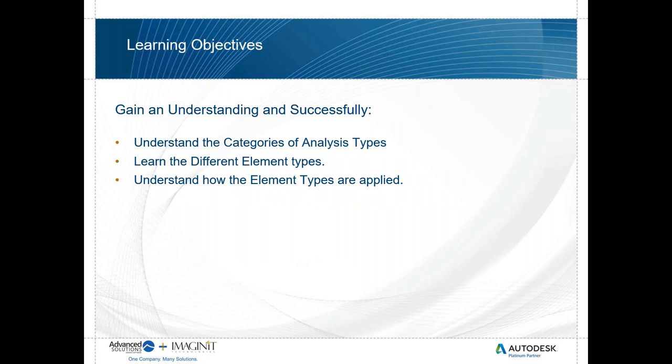So what are our main objectives here? We're going to talk about some of the different categories of analysis types, just some broad different analysis types. Then we're going to talk about element types, because analysis types and element types are different. And then we're going to go through a presentation on applying some of those element types within your analysis.